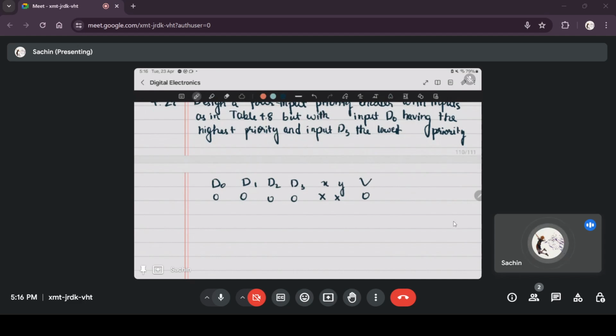V is just a control output. V is just an output that tells you whether one of the lines has been selected or not, if there is an actual input or not. If there is no input, that is if all of them are 0, then V is 0 and you can tell that there is no input at your circuit. In all other cases, V is 1.